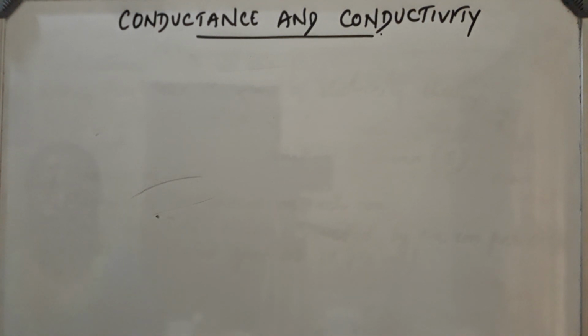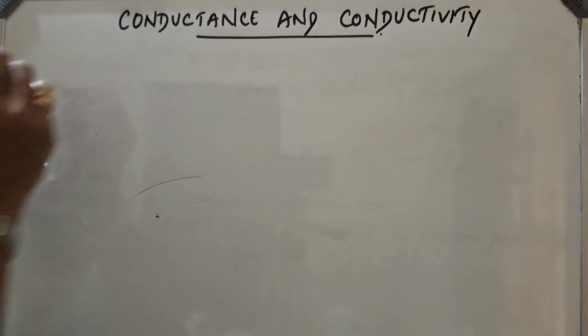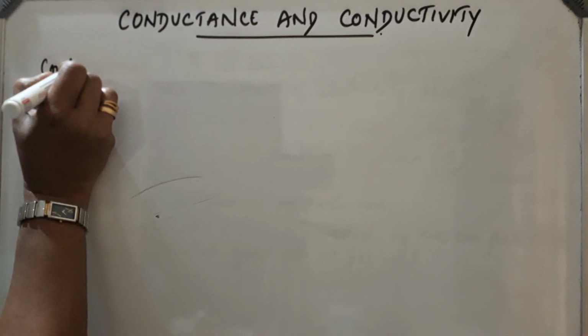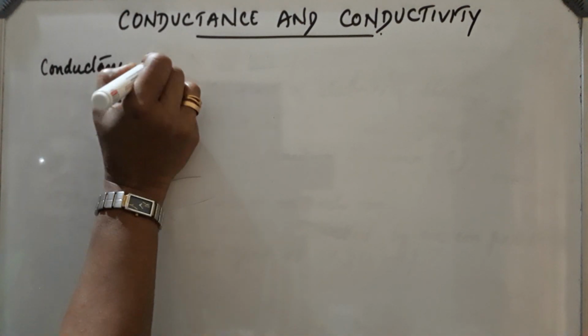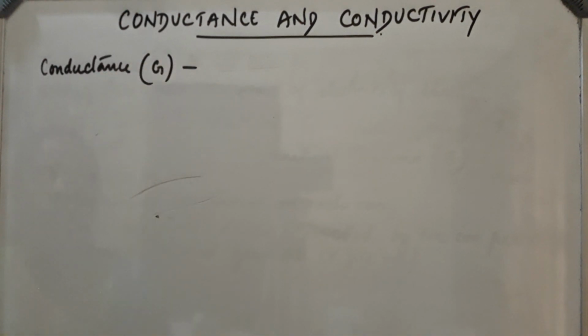Good morning. Today's topic is conductance and conductivity. First, what is conductance? Conductance is the flow of current and it is denoted by letter G.